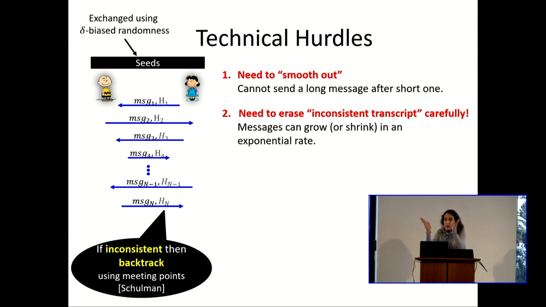Because the message can grow exponentially, the adversary can cause you to believe you're inconsistent, even though you are consistent, and make you erase an exponentially growing body of messages, which will kill you. So you need to be very, very careful when you erase. You need to keep it questionable and be very careful with that.